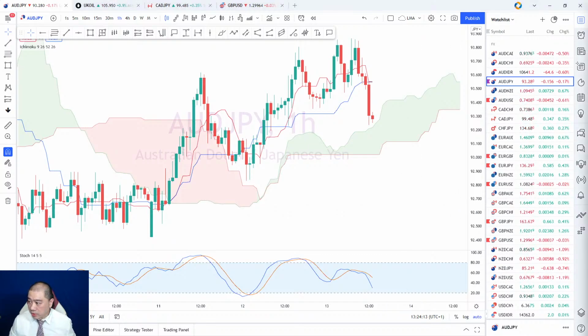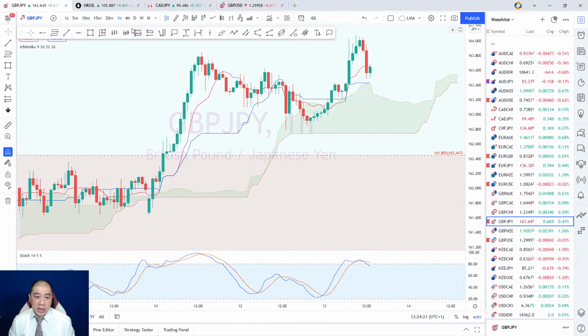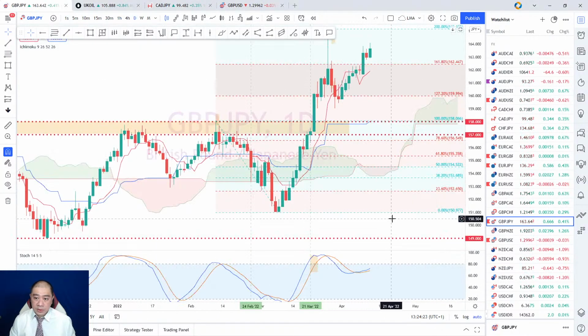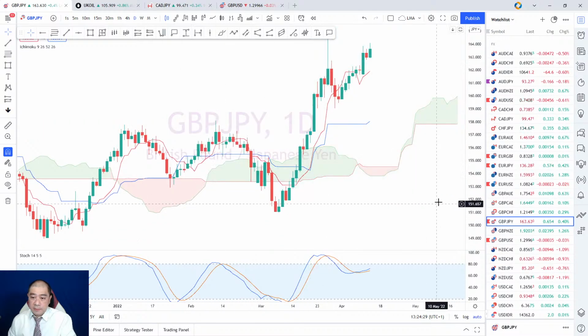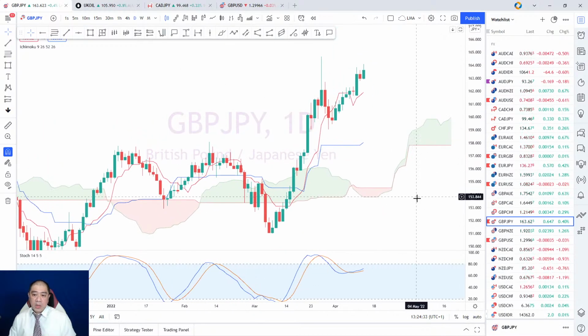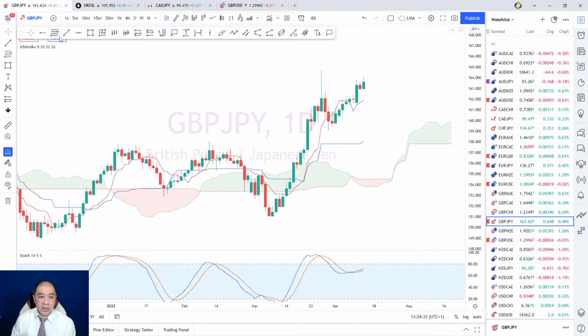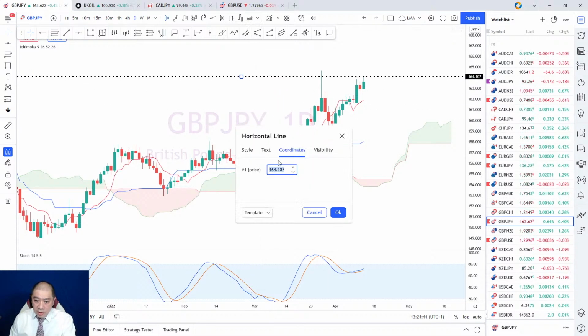Okay, so we got Aussie USD, we got Aussie Japanese Yen. How about Sterling Yen? Let's take a look at Sterling Yen on the daily. Actually, let me just clear this off. Right, so we got a clear look on the Sterling Yen. Still points to the upside. I think we're still capped by 164. Yeah. So I think all the yen.